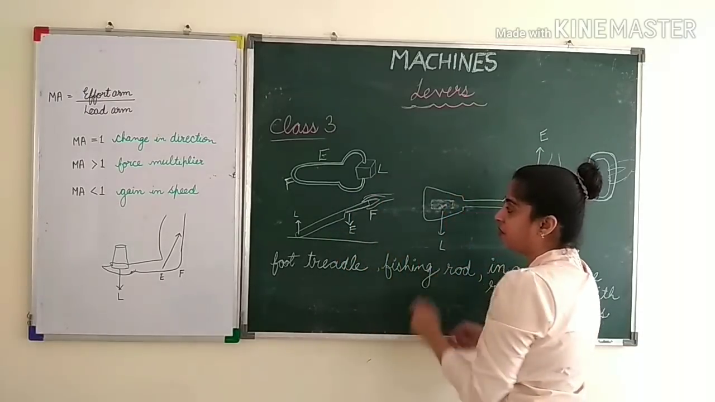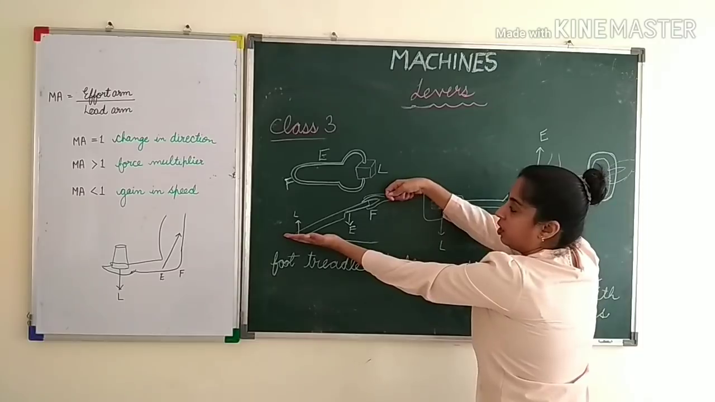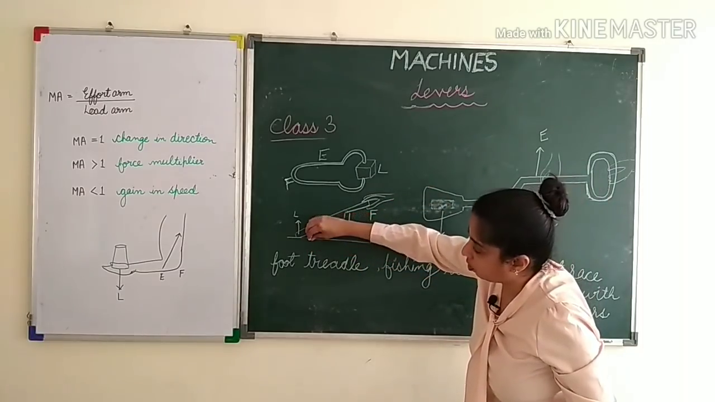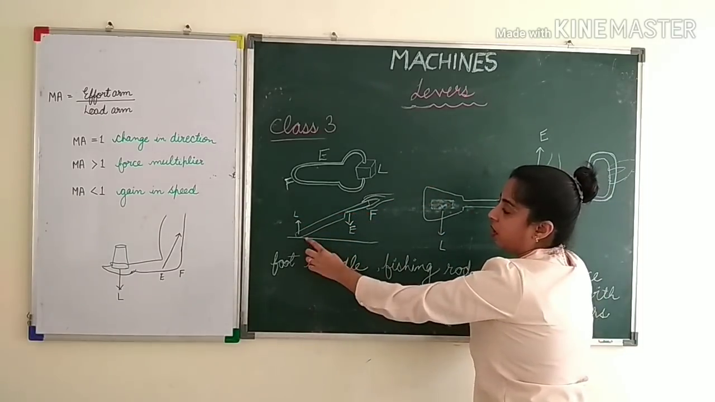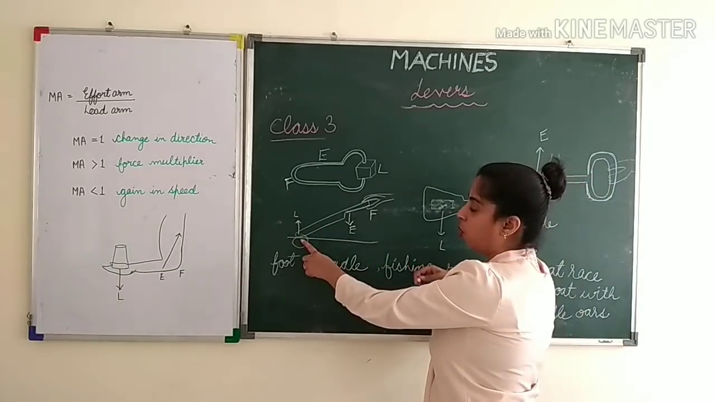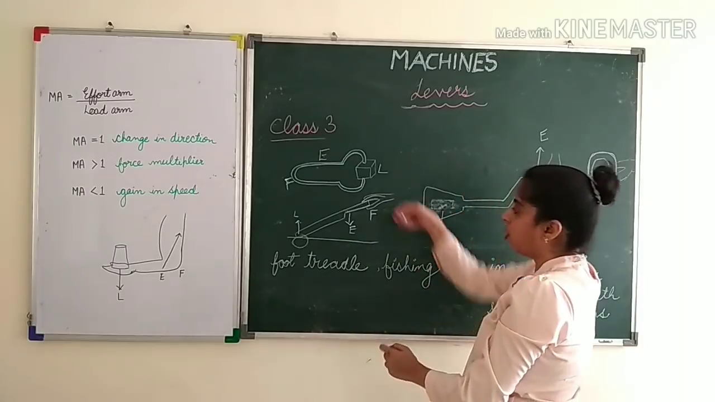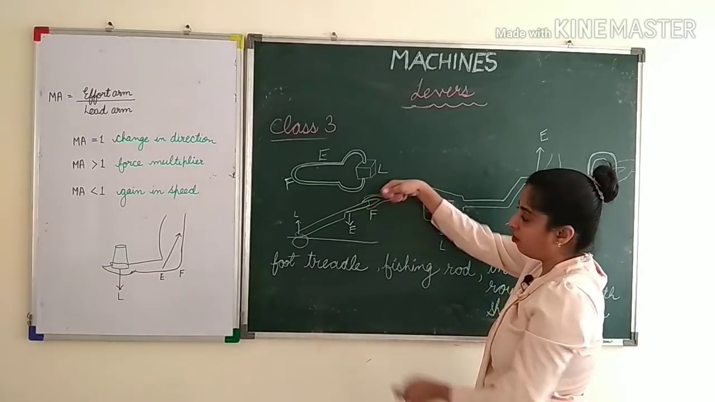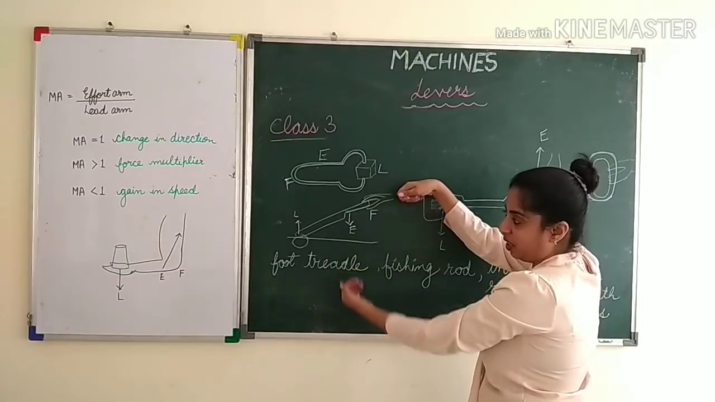You can see the knife here. When you're holding the knife, you're touching it to the ground or to the place where you keep the knife, or to any fruit that you are keeping the knife on. So load is acting here. Fulcrum is where you touch the knife and effort is applied in between.